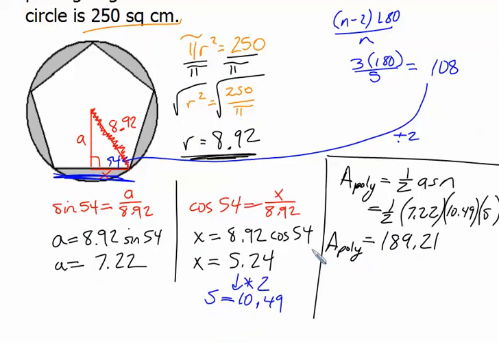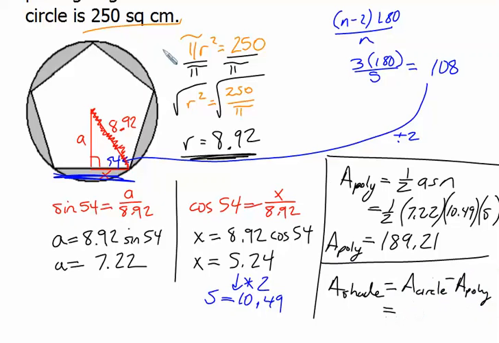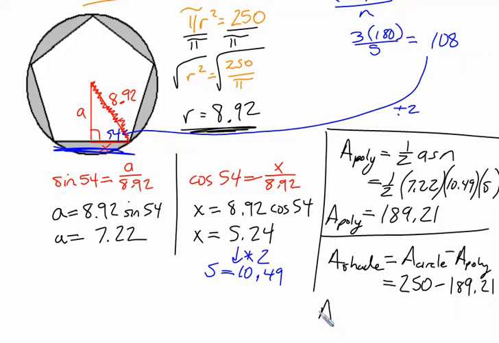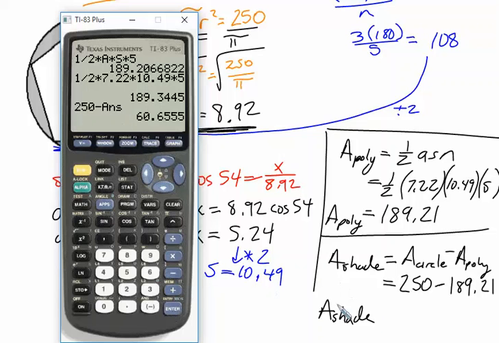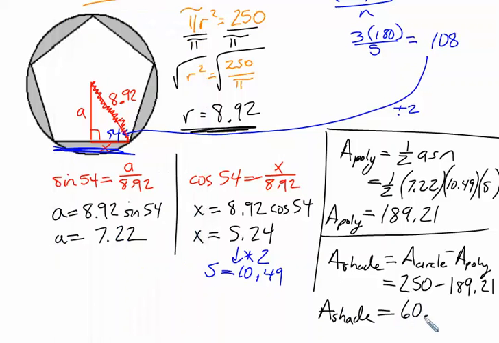Now that's not our final answer because we wanted the shaded area. So last but not least, the area of the shaded portion will be the area of the circle minus the area of the polygon. Here, the circle was 250. The polygon was 189.21. And when we subtract those numbers, we will get our final answer for the shaded area. So we'll take 250, subtract our previous answer. You can go yellow, negative key to get that. And we're getting about 60.66.